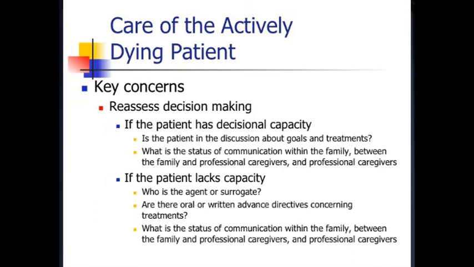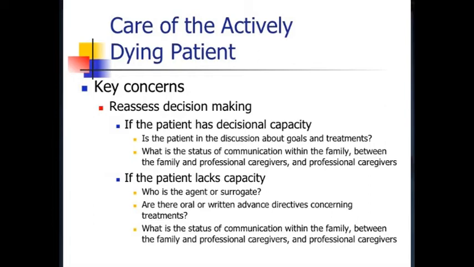So remember, the phase of active dying is important because now we expect the patient to die very soon, within minutes to hours to a day or so. The patient is going to die very soon because they're actively dying. And so what are the key priorities during the phase of active dying?